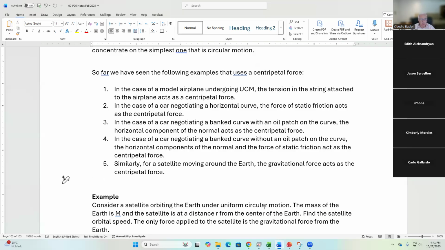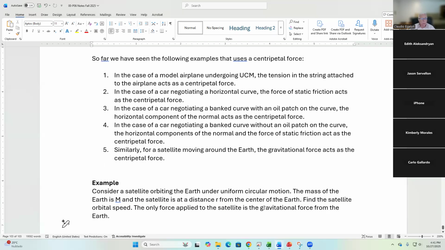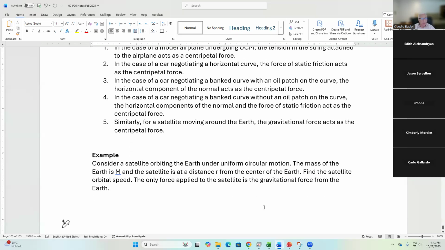So consider a satellite orbiting the Earth under uniform circular motion. The mass of the Earth is M, the mass of the satellite is m, and the satellite is a distance r from the center of the Earth. Find the satellite's orbital speed. The only force applied to the satellite is the gravitational force. You don't need to know the mass of the satellite to solve this problem, by the way. You know the distance r, you know the mass of the Earth. Don't forget, the distance r is the distance from the center of the Earth, not the distance from the surface of the Earth.